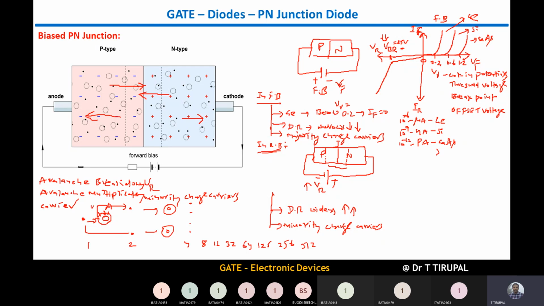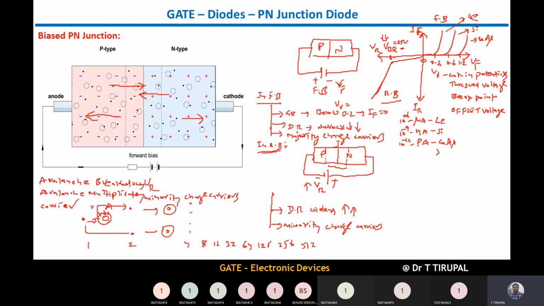Suddenly the current is rising, see the curve, suddenly current rises and therefore the device may break. Here the depletion region widens. This is a point you need to remember. These are the characteristics in forward bias and also in reverse bias. And do remember, for germanium it is in microamperes, for silicon it is in nanoamperes, for gallium arsenide it is in picoamperes.